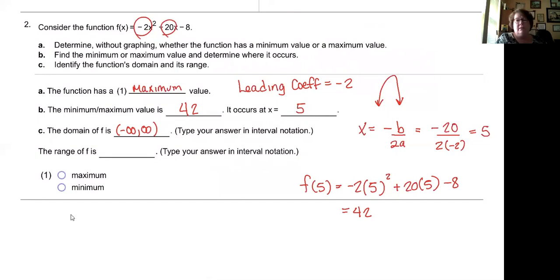The range, since this is a parabola that opens down, does not have a beginning point. It continues on forever in the negative direction, so the range starts at negative infinity. Its highest point would be at 42, so the range ends at 42. So the range is from negative infinity to 42. And we do use a bracket on the 42 because the 42 is included in the range of my function.